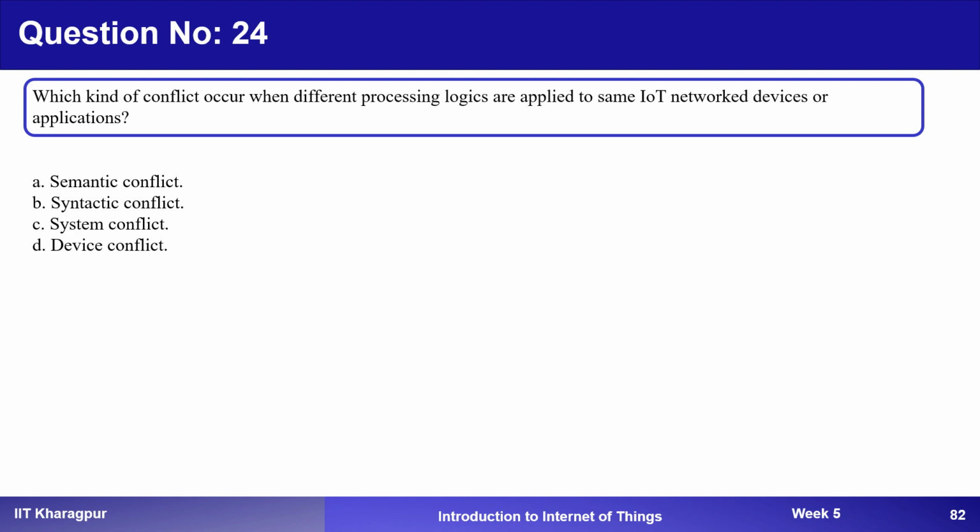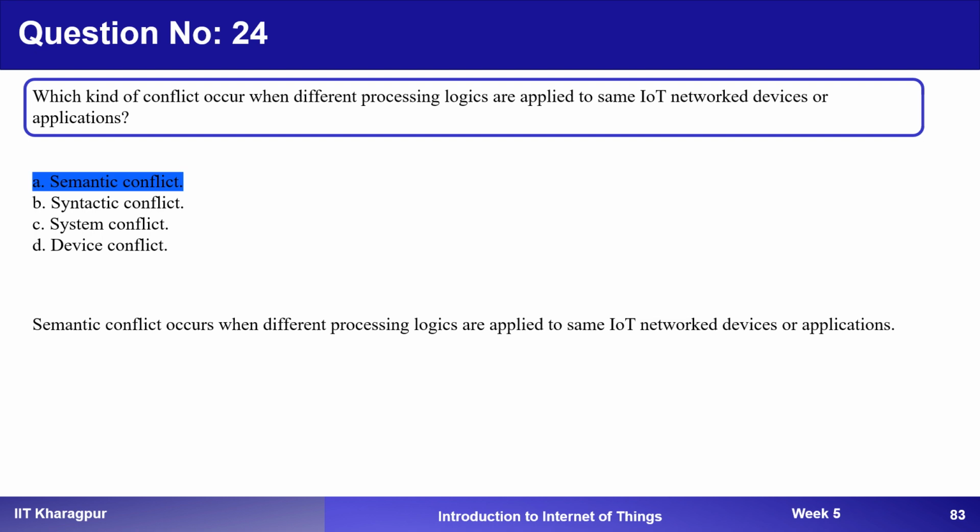Next question is, which kind of conflict occur when different processing logics are applied to same IoT network devices or applications? Options are semantic conflict, syntactic conflict, system conflict, device conflict. The correct option for this question is semantic conflict.